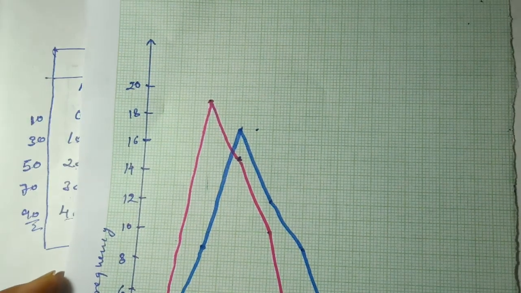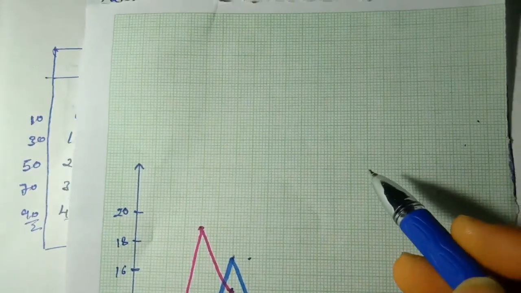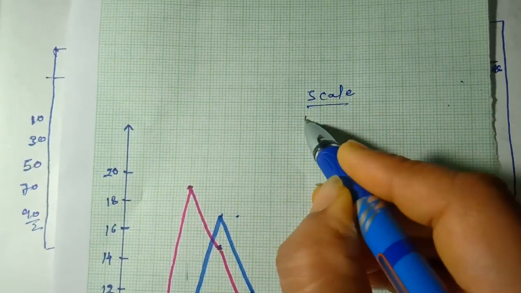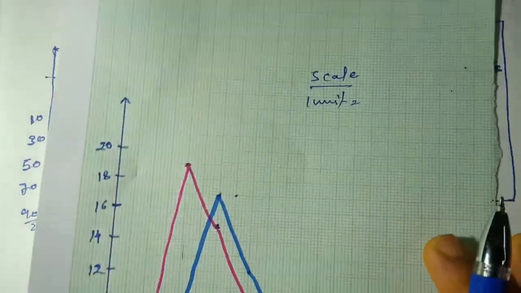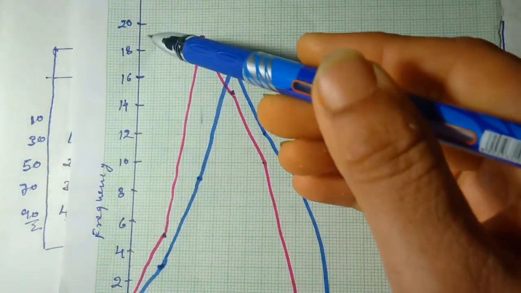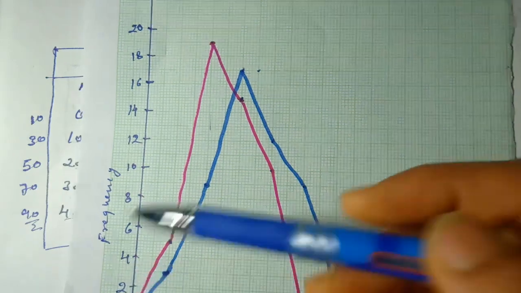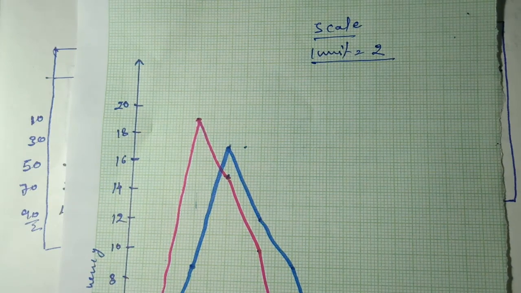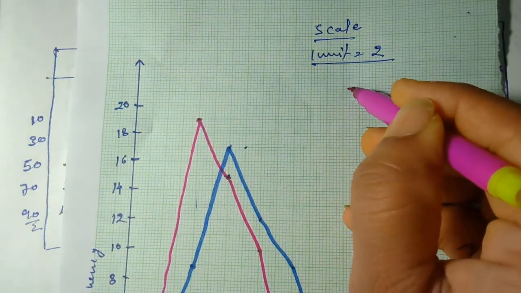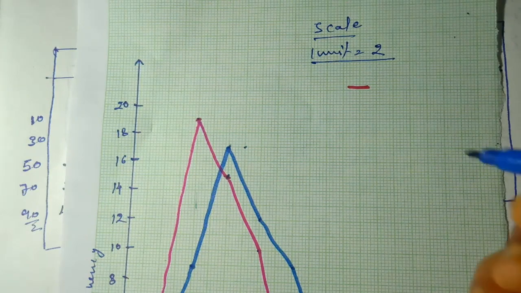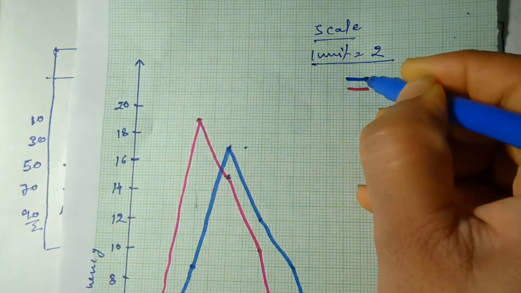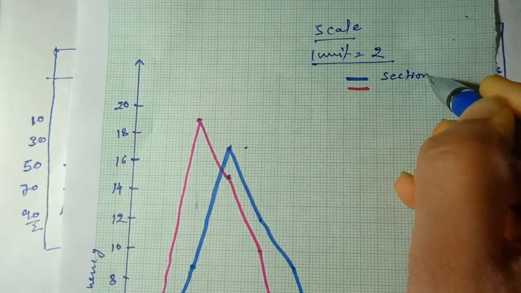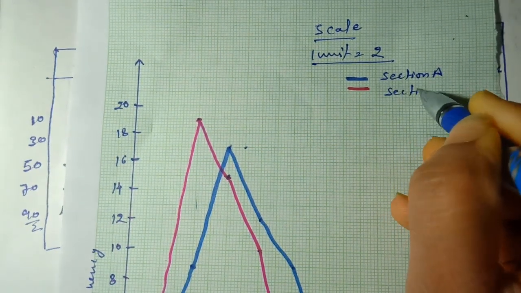What type of graph? A frequency polygon graph of 2 data sets on the same graph paper. What scale have we taken over here? 1 unit is equal to 1 unit, meaning we have taken a difference of 2 on the y-axis. So we are going to write over here 2. So this is showing the graph of section B and this for section A. Let us write, this is for section A and this is for section B.